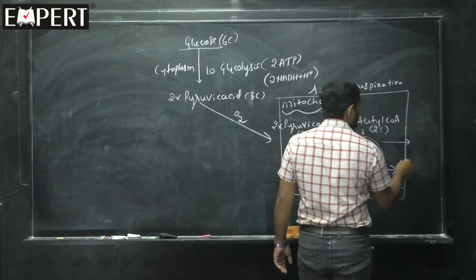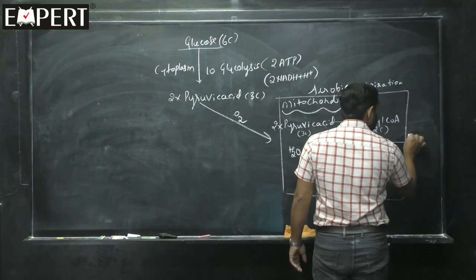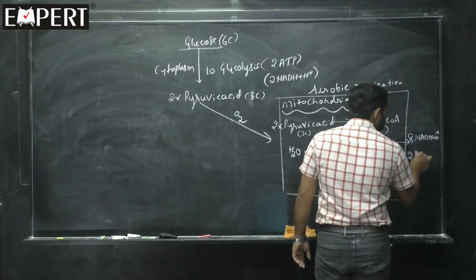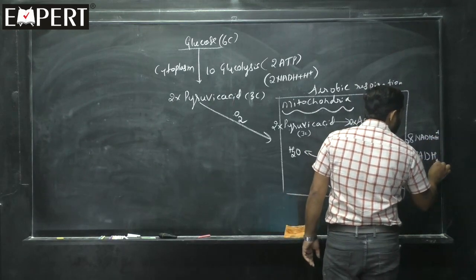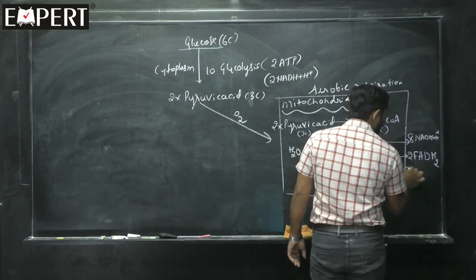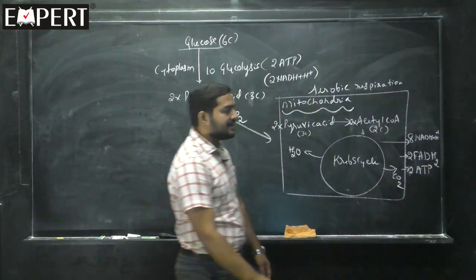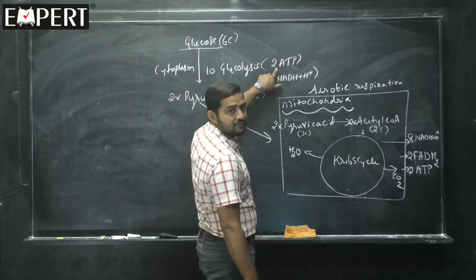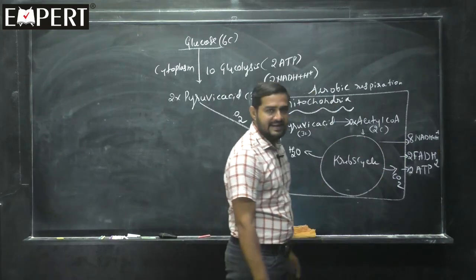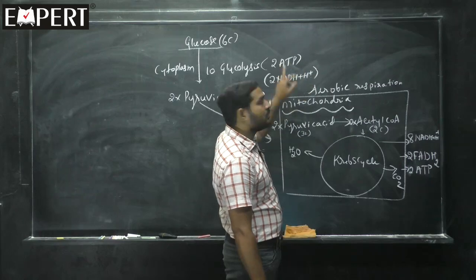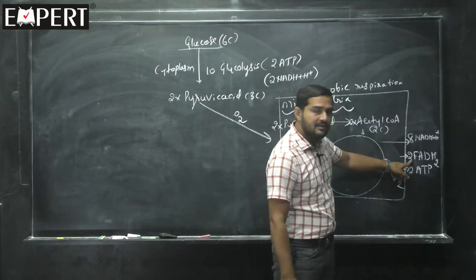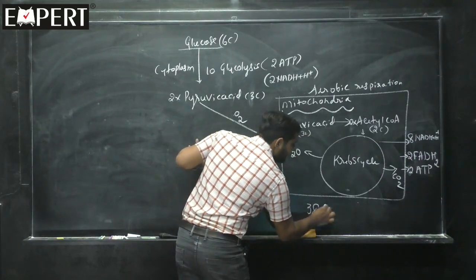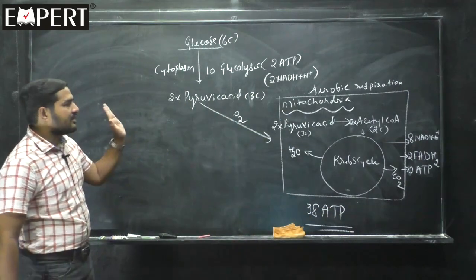leading to formation of, tell me how much, 8 NADH plus H plus, 2 FADH2 and 2 molecules of ATP. Clear, right? Ultimately when you calculate the ATP, 10 NADH, 10 into 3 is 30, plus 2 is 32, plus 4 ATP is 36, plus 2 is 38 ATPs formed by aerobic respiration. Got it right?